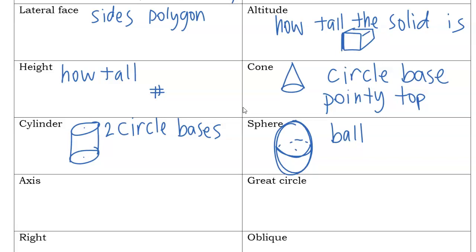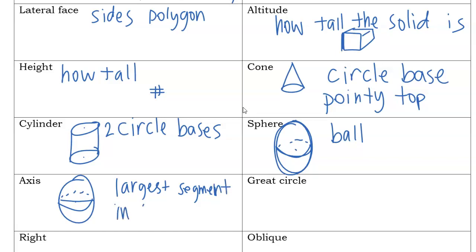Axis, let's go with on our sphere. This could be on a cylinder too, or a cone too. It's just going to be kind of like the diameter on the circle is the axis on the sphere. Versus a great circle, I'm going to do that same shape again. That's going to be this circle in the middle here. So the largest circle, plane shape in the sphere.